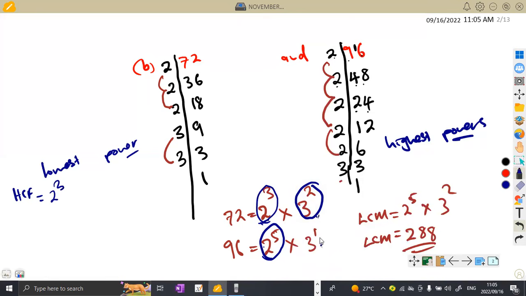3 is common also, but which one has the smallest power? 3 to the power of 1. So you can simplify 2 to the power of 3, which is 8, times 3, which is 24. So that was your HCF. If the question was actually asking for the HCF, that is what you're going to do. Okay, so that is the case.